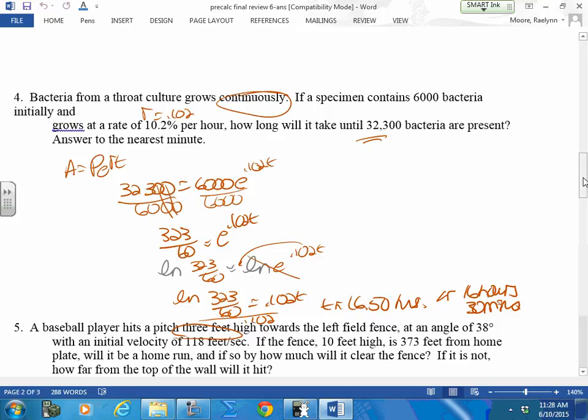If you want to bring your exponent down, remember take the log of both sides. If you're in base e, you have to take the ln of both sides. ln e cancels out.